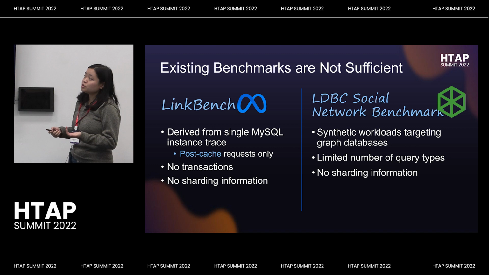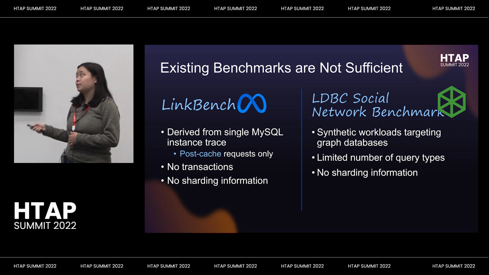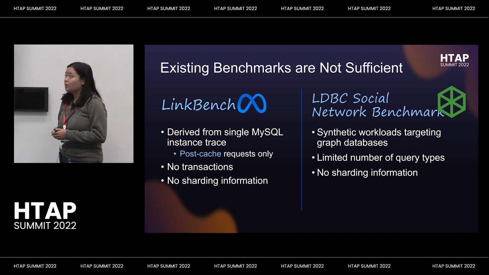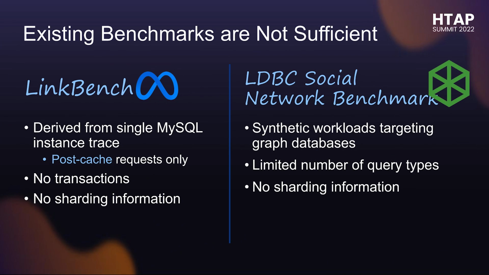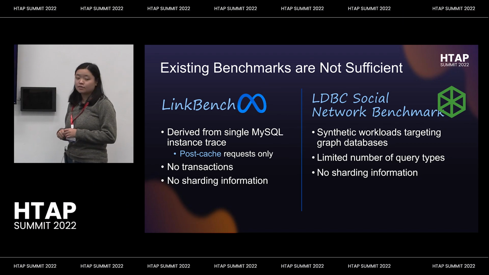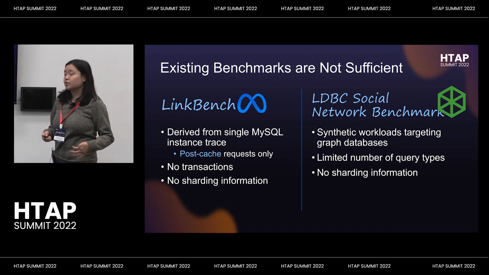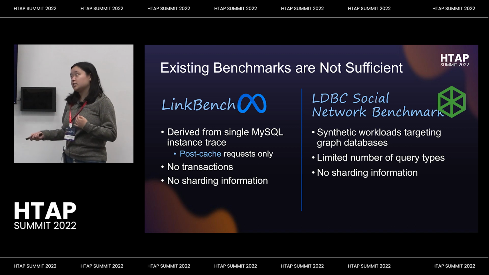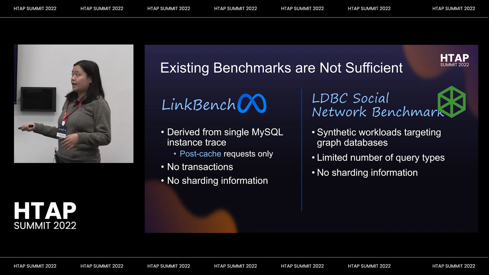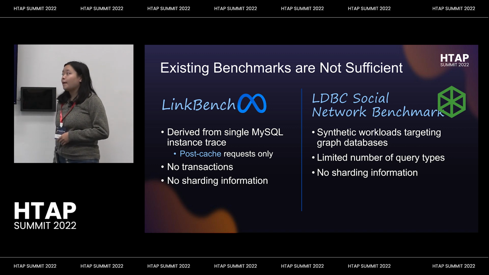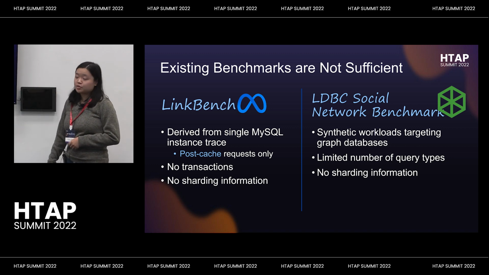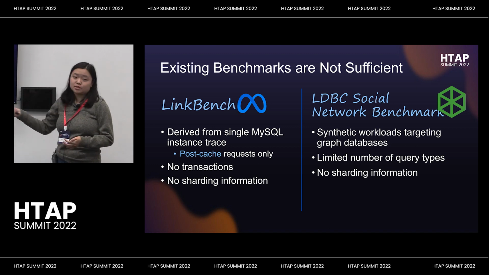While there are a lot of social networks, there aren't actually that many benchmarks out there. One of the most prominent ones is LinkBench, which also came out of Meta a couple years ago in 2014. This was derived from just the trace of a single MySQL instance. So it's focused on the persistent storage layer, and as such excluded all requests that go to cache, which actually represent the majority of the workload. It also didn't have any graph-level transactions, and it didn't have any information about sharding because it was focused on one shard.